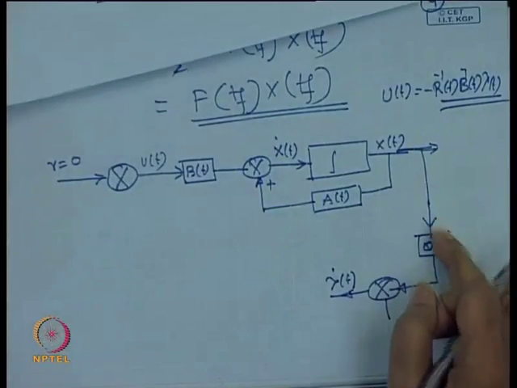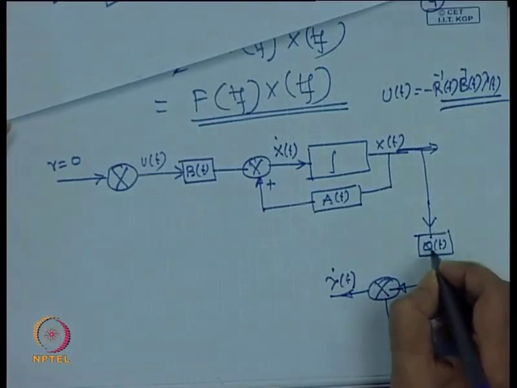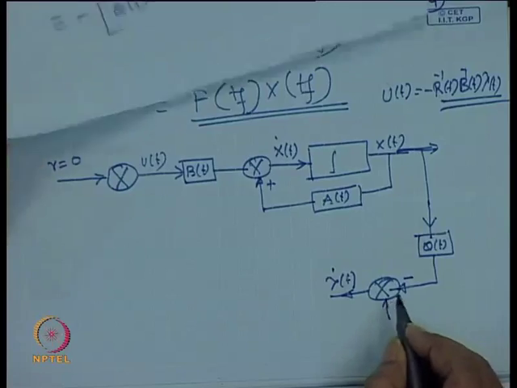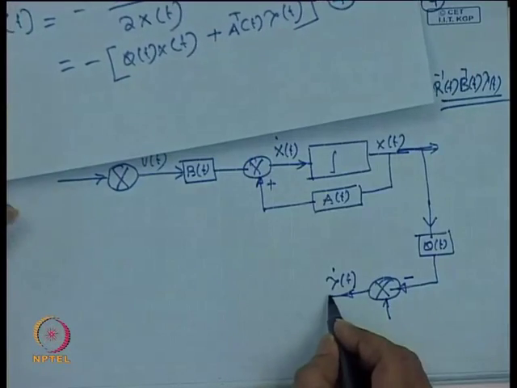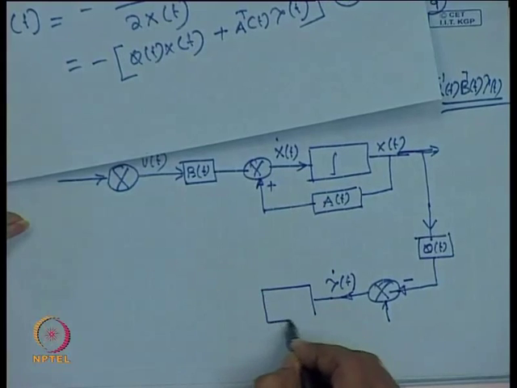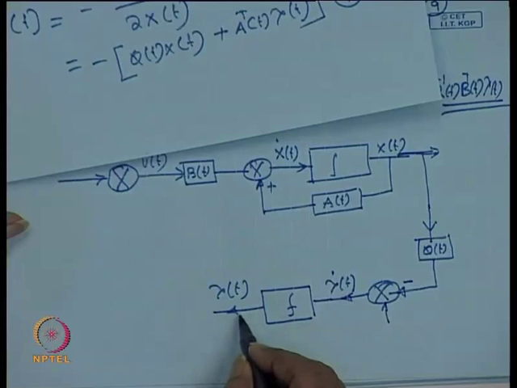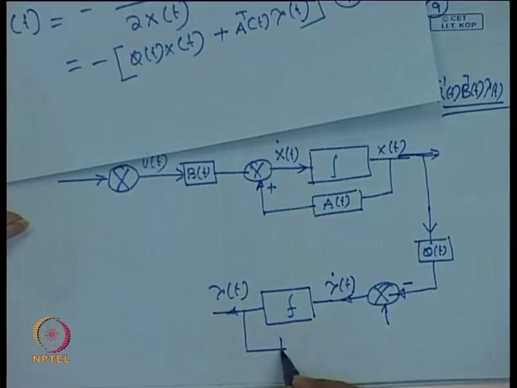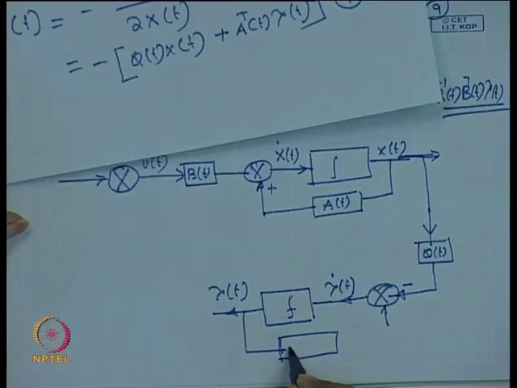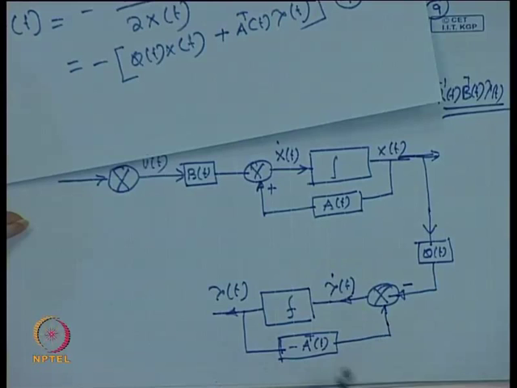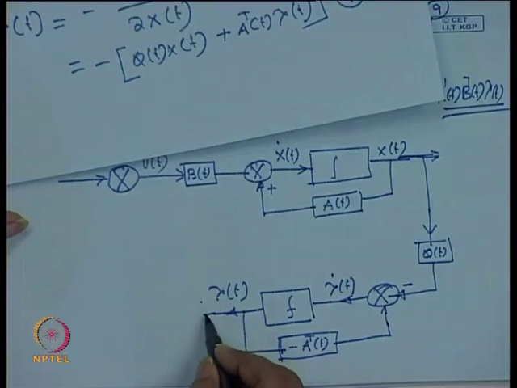So x of t is coming, and this sign is either minus here or minus here. Then A transpose lambda of t. This is an integrator, and the integrator output is your lambda of t. From there you are taking the signal minus A transpose lambda of t, and it is coming here.